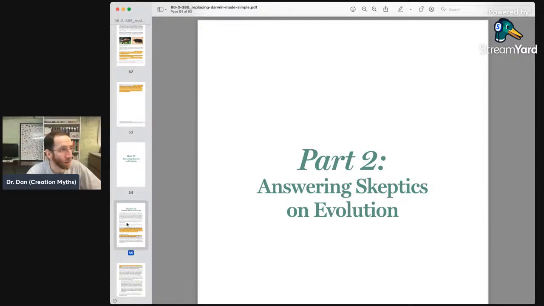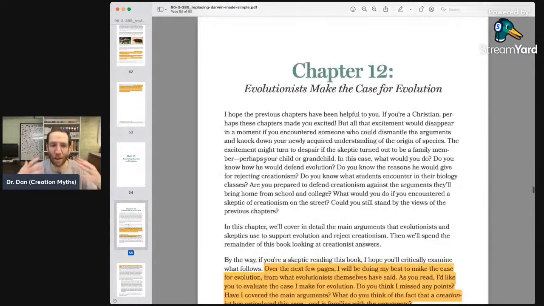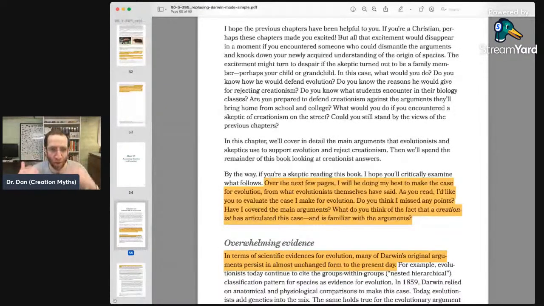So the first thing he does here is let's make the case for evolution. He essentially says, I'm going to steelman evolution. I'm going to make the best argument possible. And he gives himself a lot of credit here. I will be doing my best to make the case for evolution from what evolutionists themselves have said.